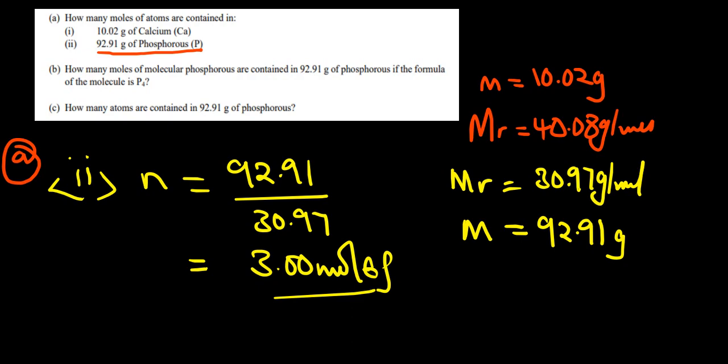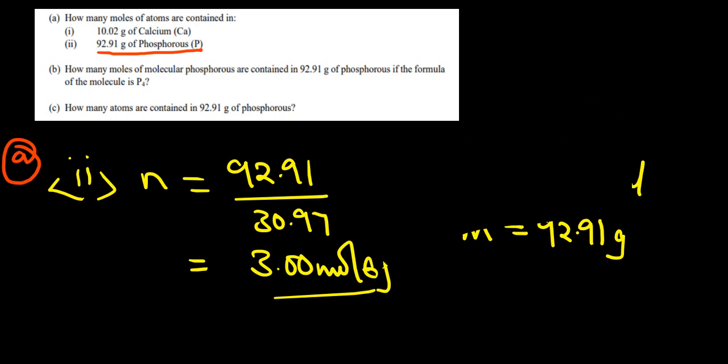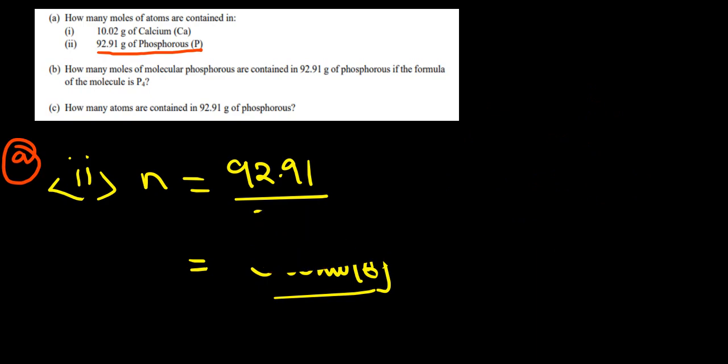So this here is our answer. And then we go to B now. Let's be careful, read the question, and understand it. On B they're saying how many moles of molecular phosphorus are contained in 92.91 grams of phosphorus if the formula for the molecule is P4.